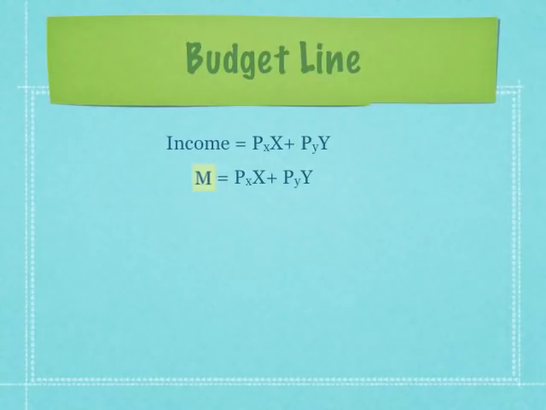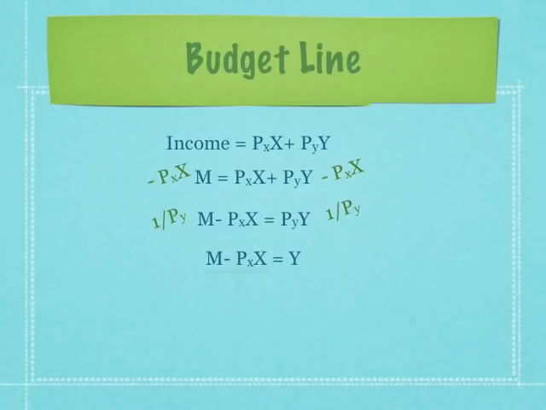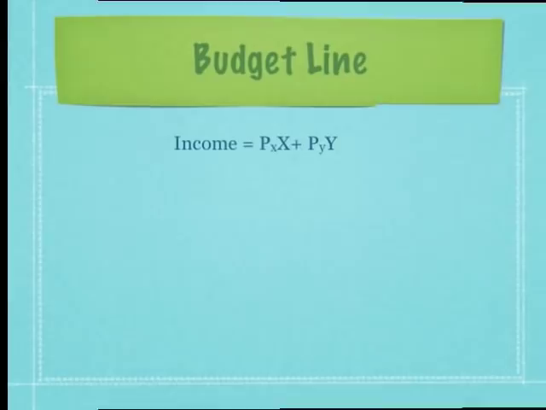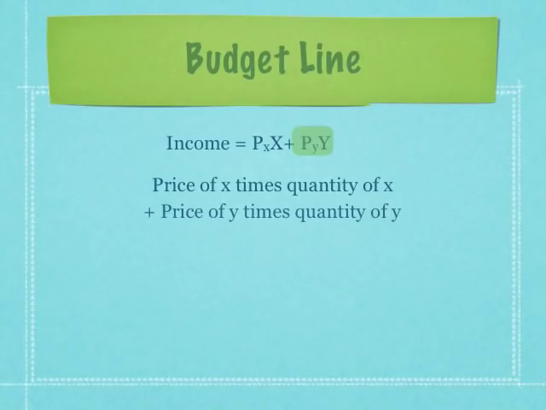And now we're going to solve for Y. So we subtract the price of X times the quantity of X from both sides of the equation, which gives us income minus the price of X times the quantity of X on the left-hand side, and price of Y times the quantity of Y on the right-hand side. We divide both sides by the price of Y to isolate Y, which gives us an equation like that, and eventually we have this equation here. Again, price of X times the quantity of X plus the price of Y times quantity of Y, and all this adds up to income.